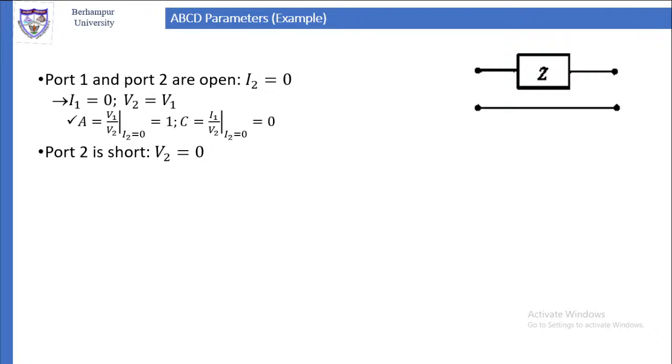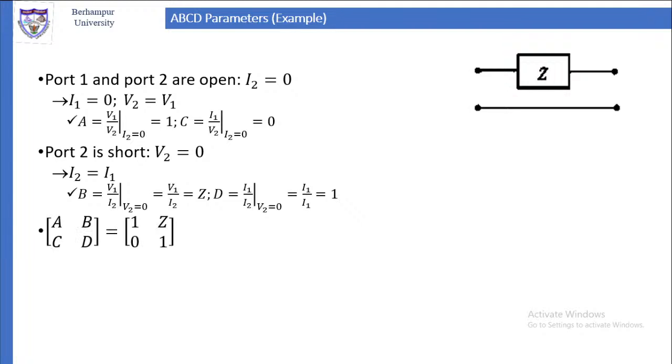port 2. When port 2 is a short circuit, V2 is equal to 0. Under that condition, I2 is equal to I1. So B is equal to V1 by I2. When V2 is equal to 0, that is V1 by I2, that is called Z. Similarly, D will be equal to 1.